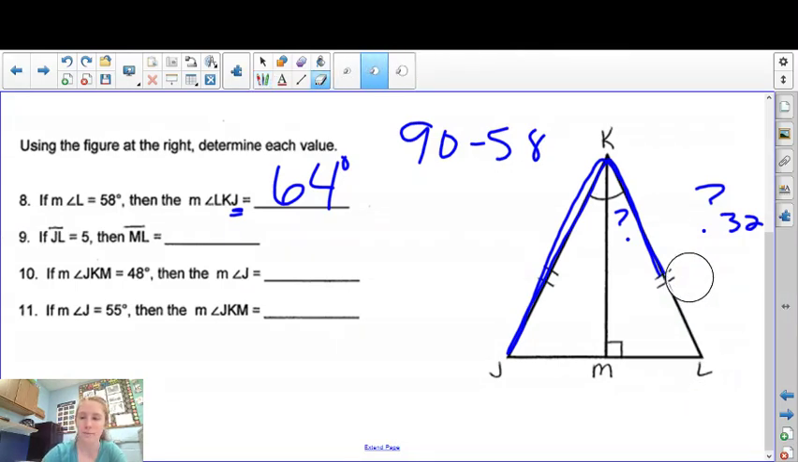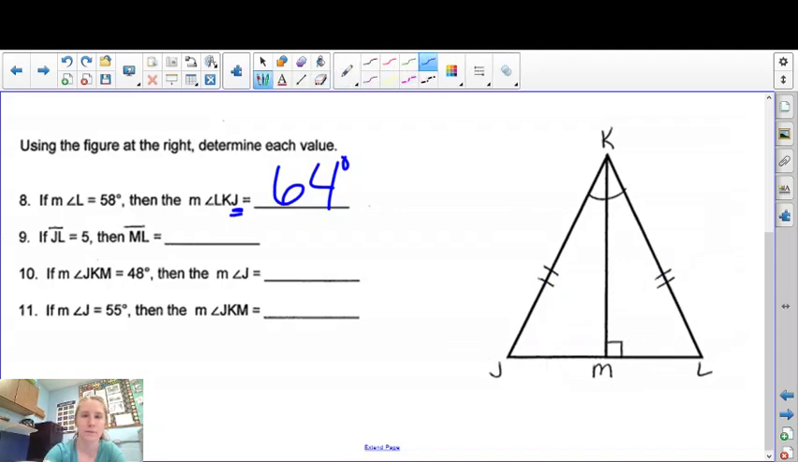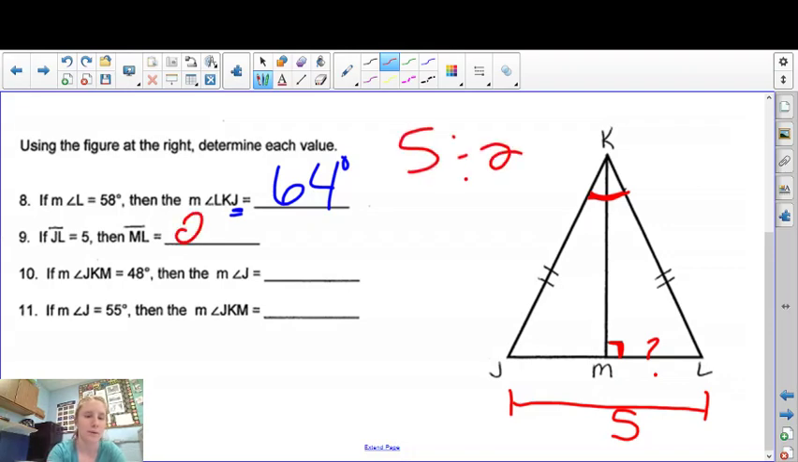All right, next one. If JL, that's the whole bottom, is equal to 5, then ML is equal to what? Well, I see that my big angle is cut in half, and I see a right angle. So that's my perpendicular bisector. So if the whole thing's 5, that means it gets cut in half. So 5 divided by 2 is 2.5.